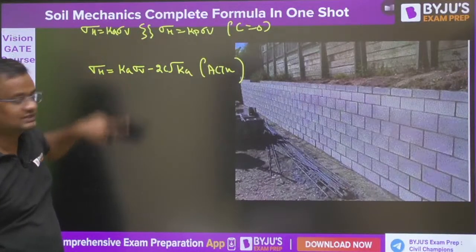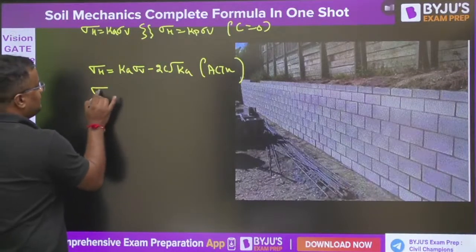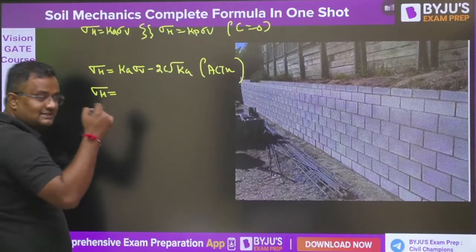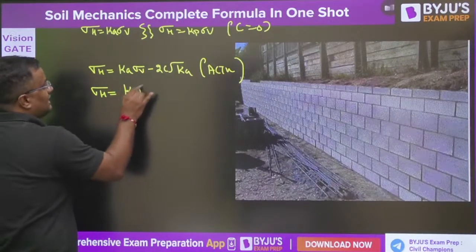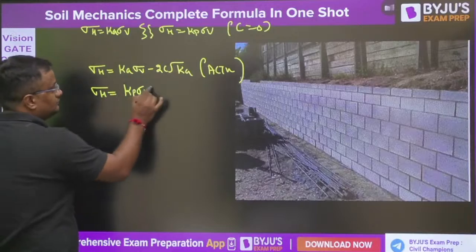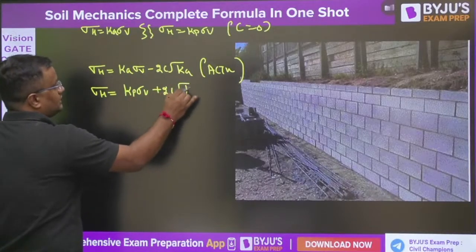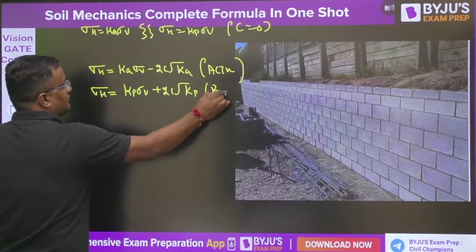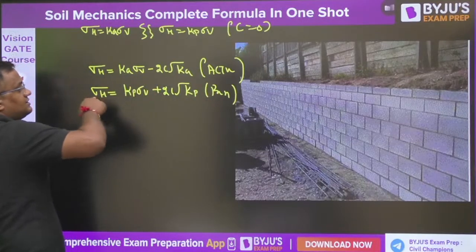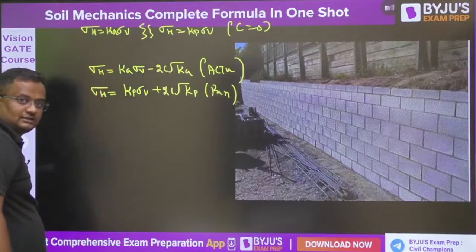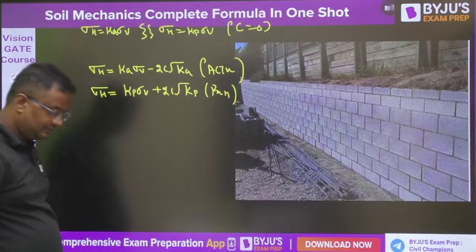So that is why I am writing directly like this: sigma h is equal to Ka sigma V. Similarly, for the passive case, the horizontal stress at any level is Kp into sigma V plus 2C root Kp. When cohesion is 0, then sigma h is Kp into sigma V.